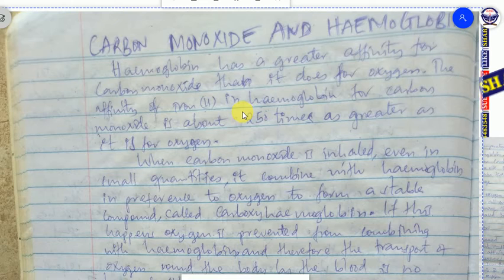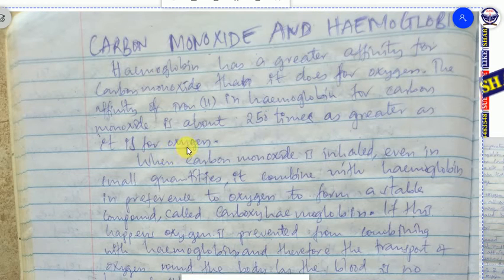Now hemoglobin has a greater affinity for carbon monoxide than it does for oxygen. The affinity of iron II in hemoglobin for carbon monoxide is about 250 times greater than for oxygen. In conditions where we have oxygen and carbon monoxide, hemoglobin will bind to carbon monoxide rather than oxygen.